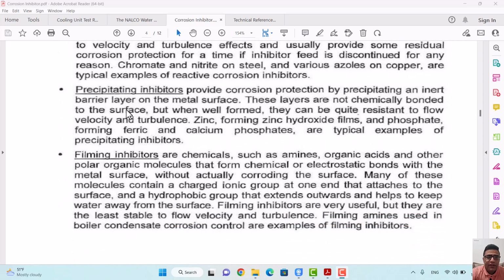For filming inhibitors, they function based on the structure of their molecules. Their molecules have two ends: at one end we have a hydrophobic group, and at the other end we have a hydrophilic group. The hydrophobic group extends outwards and helps to keep the water away from the surface.